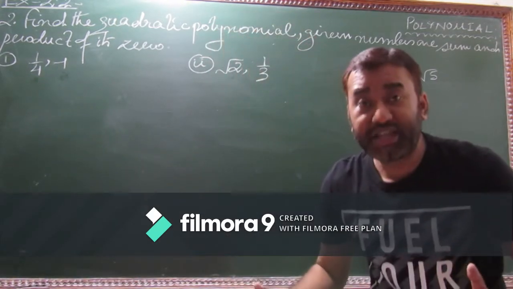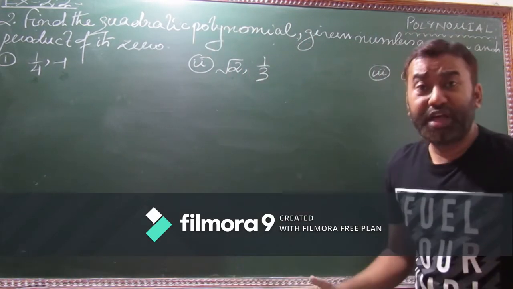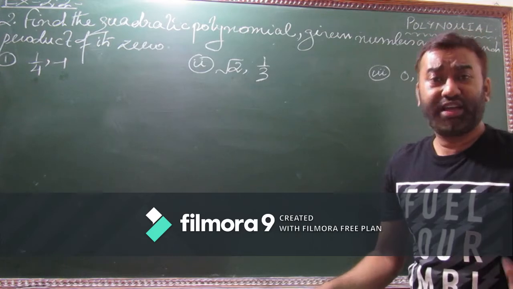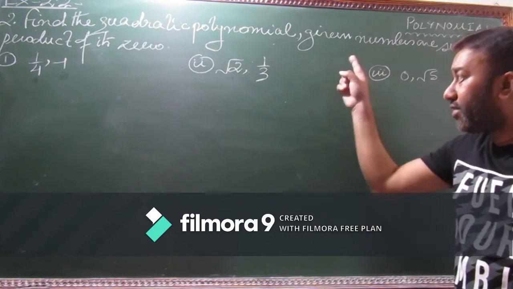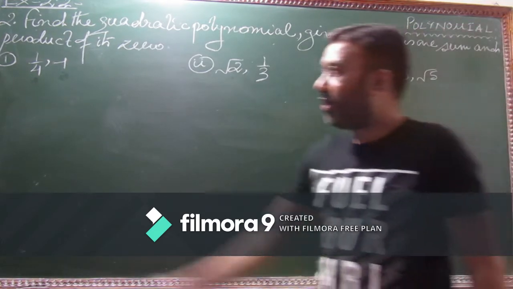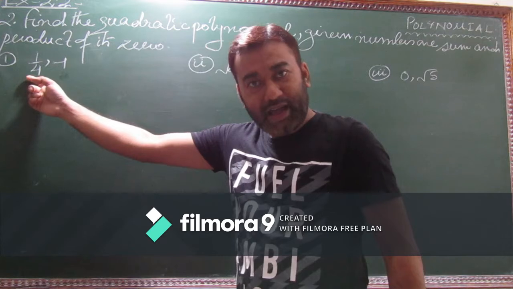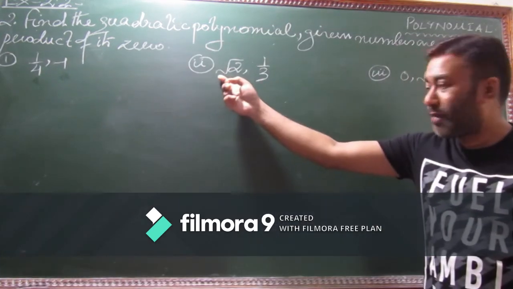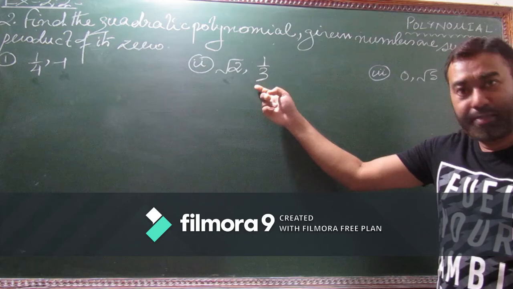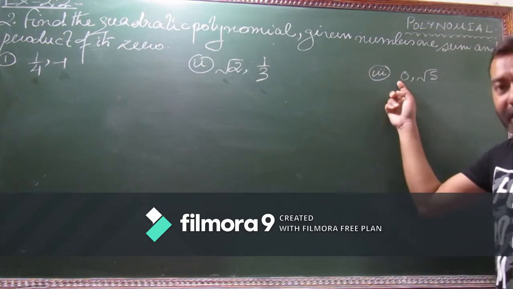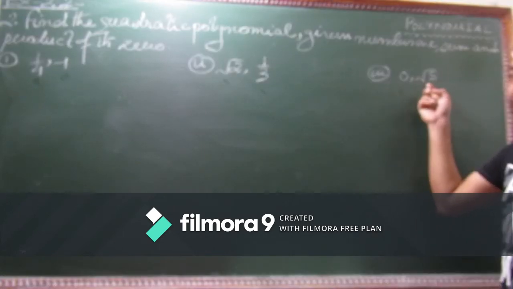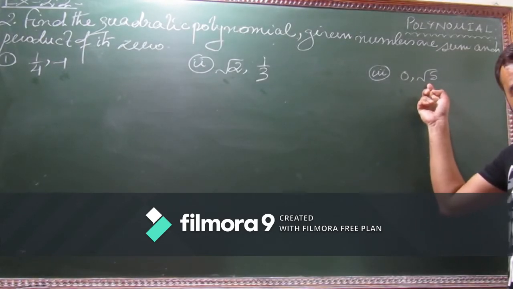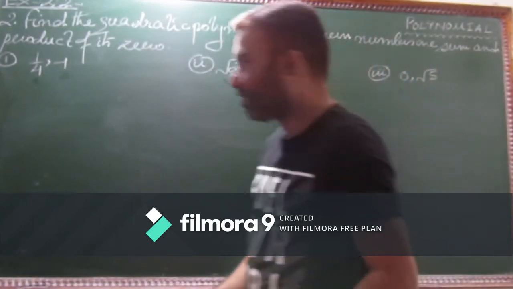But if in the question it is written that the sum of the zeros and the product of the zeros is given, that means in this case we have to consider this as alpha plus beta and this as alpha minus beta. This is alpha plus beta, this is alpha minus beta. Got it? Understood? Now you can easily do all the questions.